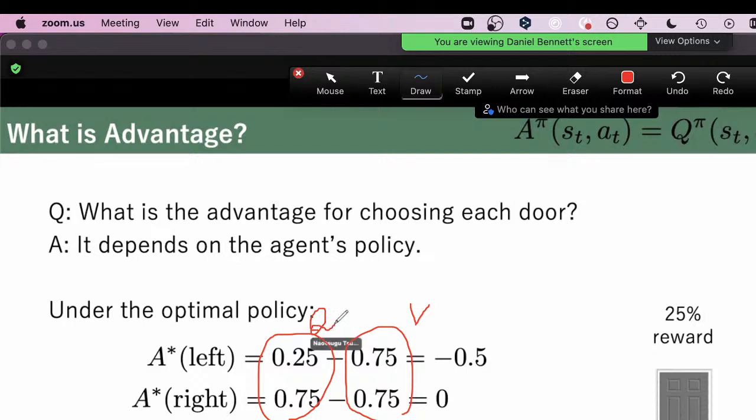So V changes as the agent's policy changes, because the amount of reward you can expect to get on this state just depends on the way you behave in the state. But the values of the actions don't change, because they're conditional on action already, they don't depend on the policy. And this is action, right? That's the advantage of choosing the left door and the advantage of choosing the right door.